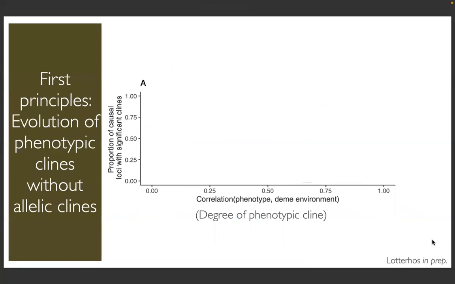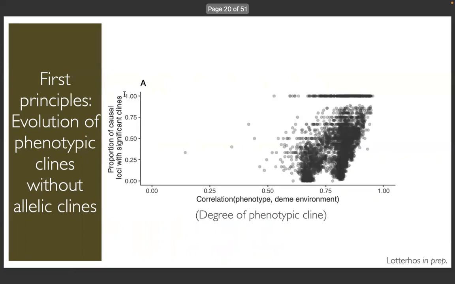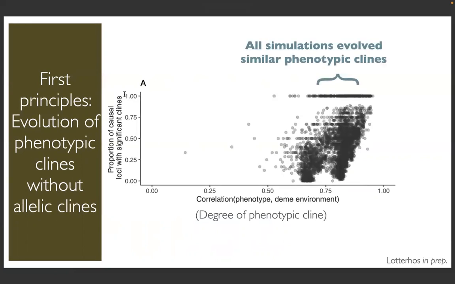So I'm going to show you the distribution of phenotypic clines in this simulation on the x-axis. And on the y-axis, I'm going to plot the proportion of quantitative trait nucleotides that have significant clines that underlie that phenotype. So this is across all simulations. And as you can see, all the simulations involve similar phenotypic clines. But as we move lower on this y-axis, it seems that we have an increasing paradox. How are these similar clines maintained with fewer clines in the alleles that underlie those phenotypes?